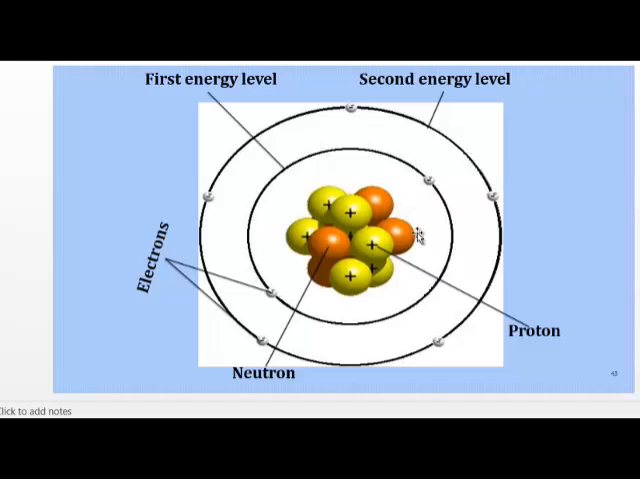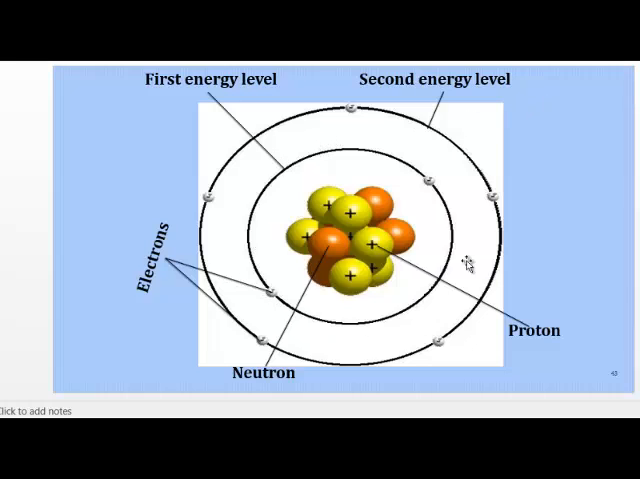Around the nucleus we have the electrons. This is the electron, this one is the electron, all of these ones. And these electrons are attached to the shells or orbits, or sometimes we call them energy levels.